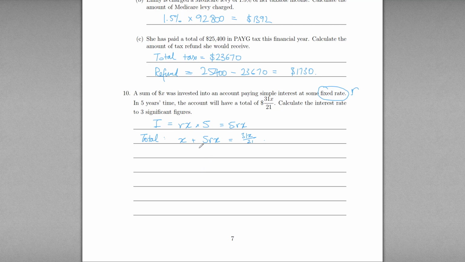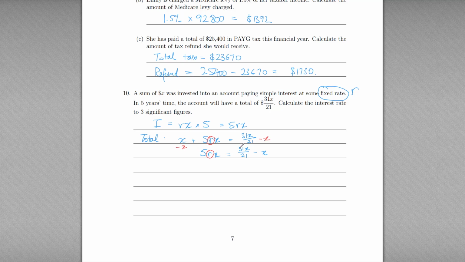Okay, so how many x's do I have on the left? I've got 1x there, I've got 5rx there. I could add them together if I wanted to, but I think we're not used to doing that sort of thing. So what I might do instead is leave this 5rx here alone, because I'm interested in working out this r anyway. I'll get rid of this x by subtracting it from the other side. So that means that I have 31x over 21 take away 1x.